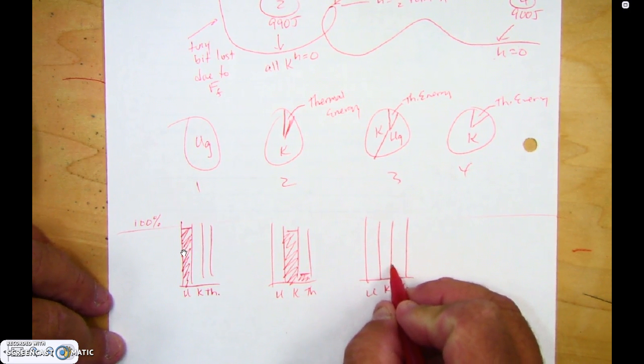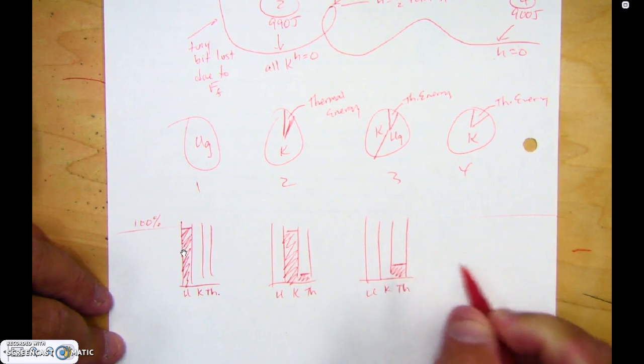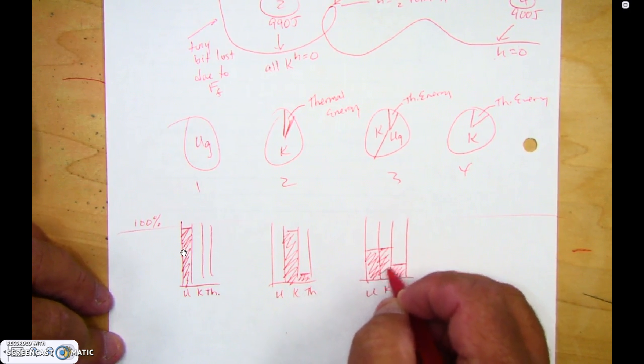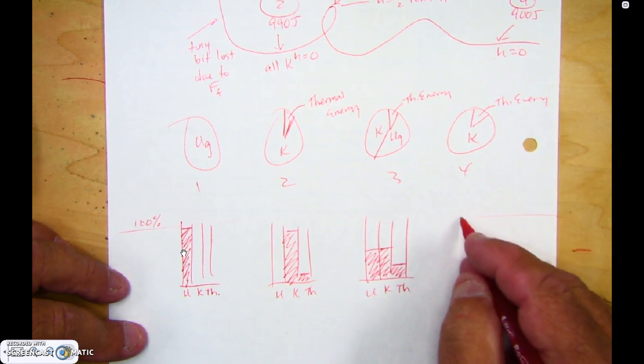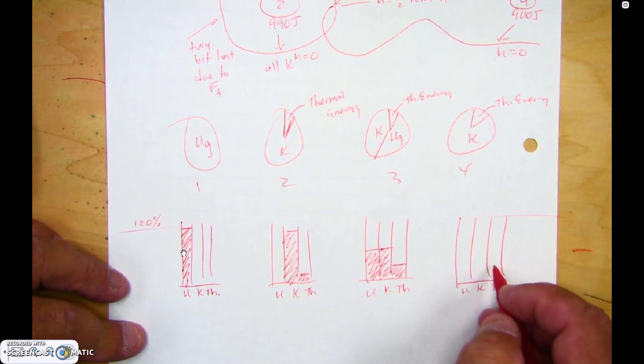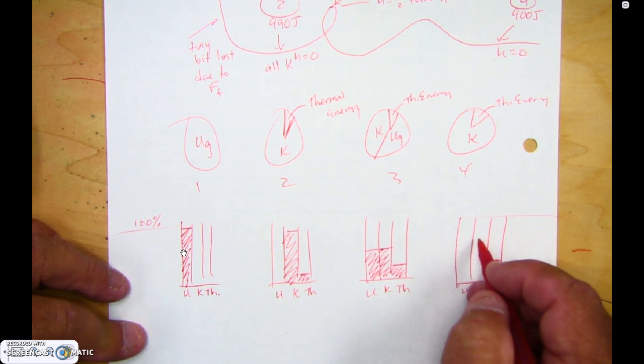Thermal is bigger than it was before. Once that thermal's gone, it's gone. And then the U and the K split what's left. This one, there's no U, so that's easy. U, K, thermal. Your thermal is bigger than it was before. Once that thermal's gone, you can't get it back. And then K.